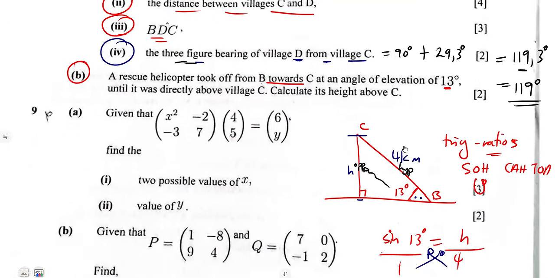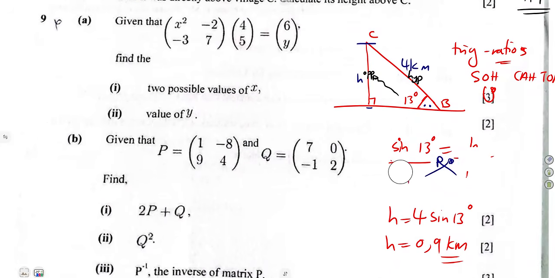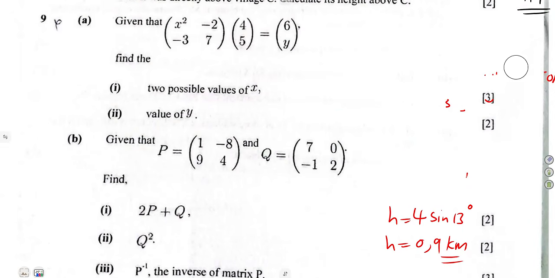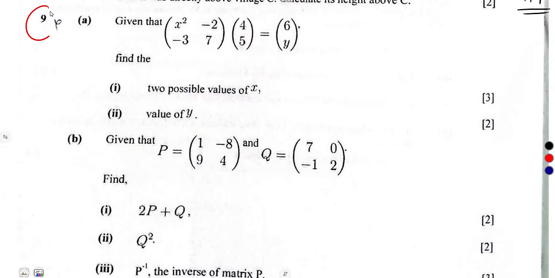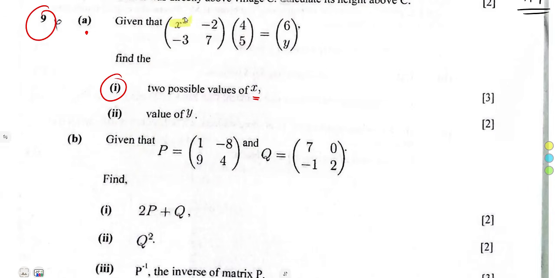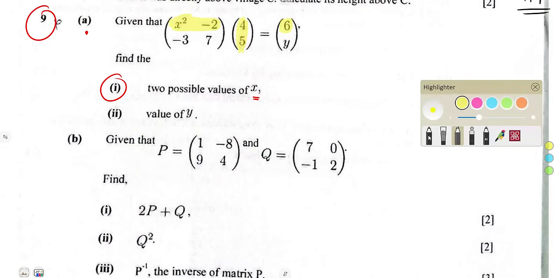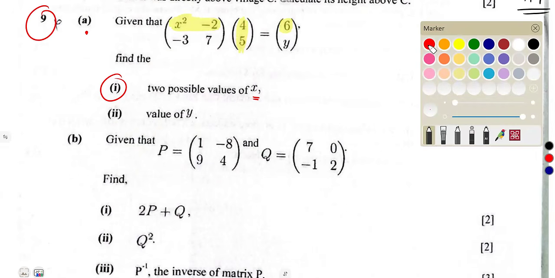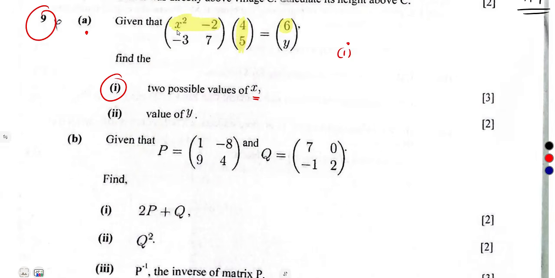All right. Consider question number 9, matrices. Consider your matrices. We are given these matrices. A, given this. Item 1: find two possible values of x. That's a product, so simply consider row by column. This row where there is x, times this column, is supposed to give us 6. So simply consider that multiplication, row by column.